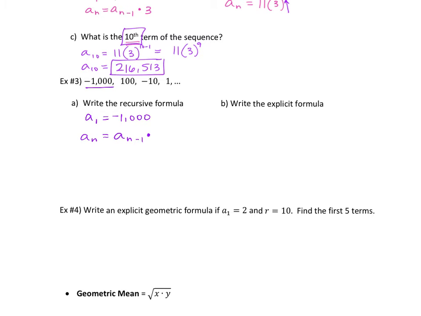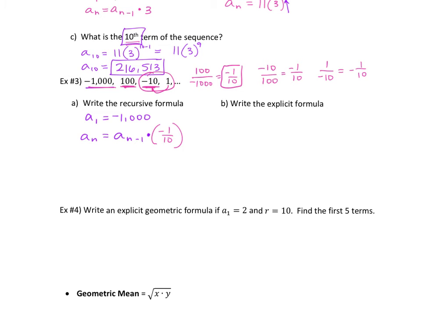The way we do that is we take the second term and divide by the first term. So 100 divided by negative 1,000. Okay, if we simplify that, that is negative 1/10. Or take this one, negative 10 divided by the one in front of it is 100. Simplify that, that's negative 1/10. Or even better, use these two. 1 divided by negative 10 is a negative 1/10, right? So you get your common ratio here is a negative 1/10.